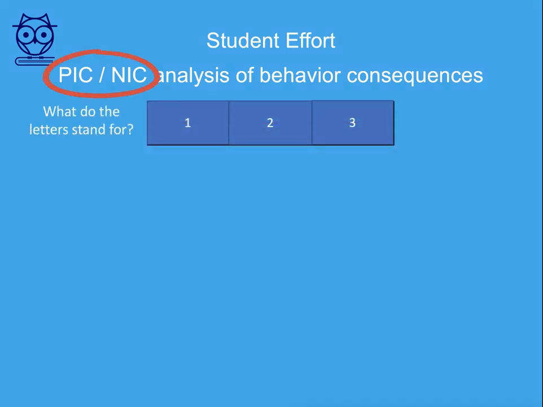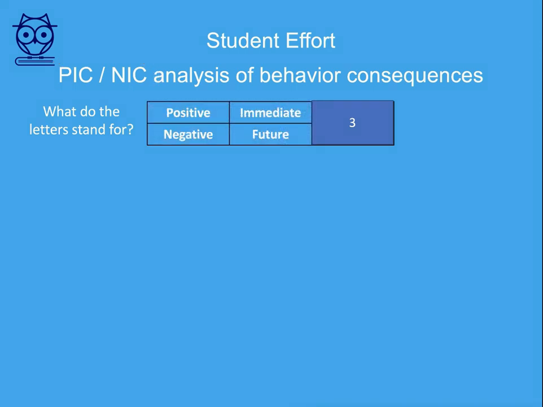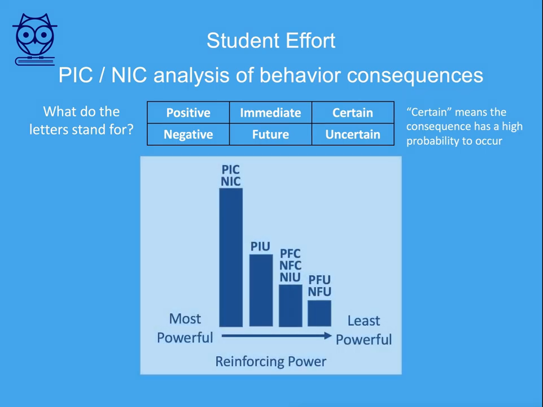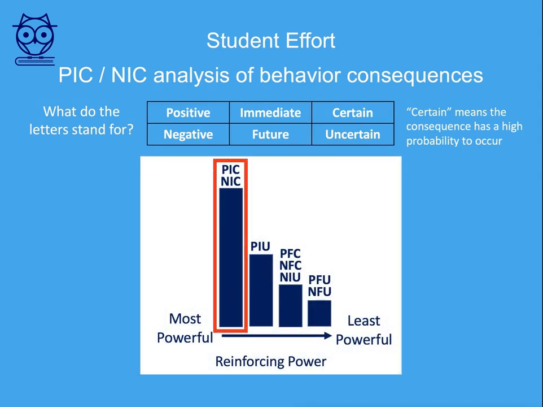What do the letters stand for? The consequence of a behavior will either be positive or negative. It will occur immediately or in the future, and the consequence is either certain or uncertain to occur. Certain means there is a high probability that the consequence will occur now or in the future, but not 100% certain. Notice that the most powerful reinforcement of behavior occurs when the consequence is either positive, immediate, and certain, or negative, immediate, and certain. Later in the book, the author points out that positive reinforcement improves the supervisor-employee relationship. So for teachers, the goal is to heavily favor positive reinforcement.